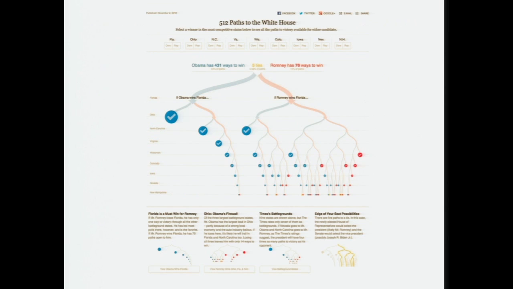Let's take a look at another visualization. Here is an election visualization, this one is Obama versus Romney. I was staring at this all during the election. I think it's really beautifully constructed. It's like a perfect gem of an election visualization. What it's showing is a binary tree of essentially decisions based on whether Obama or Romney wins various swing states.